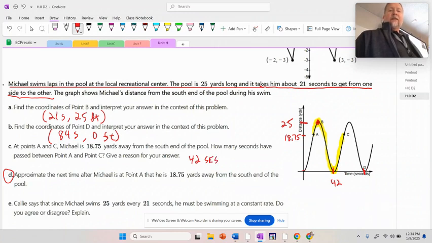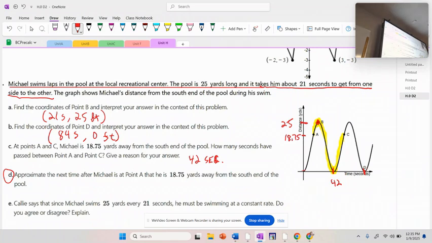Give a reason for your answer? I don't know. It's a period, but you just started it at a different position. So that's what a period is. How long does it take to go there and back and end up where you started? Well, we started at 18.75 away. We went to that side, went back to the other side, and then we ended up where we started. That's the idea of period there.